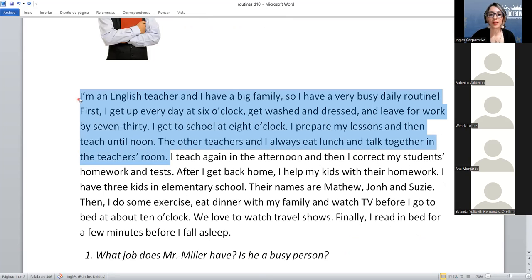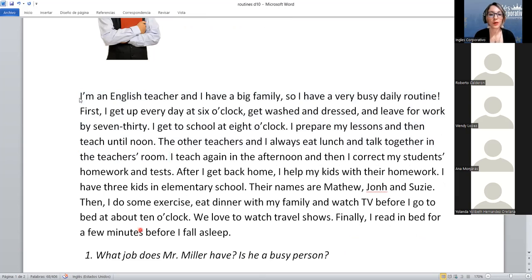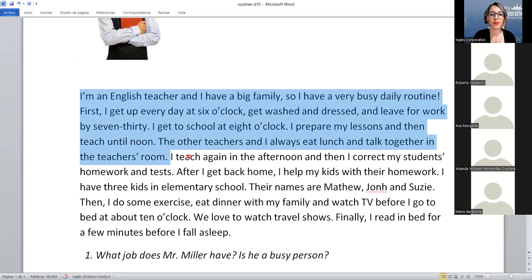Okay. So now it will be your turn. We will start with Amanda. Amanda, are you there? Yes, teacher. Hi, Amanda. Can you read the part that is in blue? La parte que está en azul, Amanda, please.